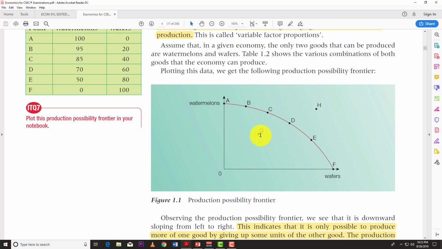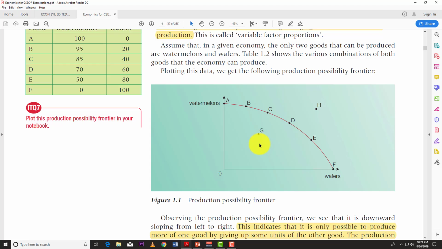You're wasting things. You're inefficient. Okay, so this is like using a whole lot of cloth to make just one type of uniform. What are you going to do with the rest of the cloth? Throw it away? So that's inefficient. You're wasting that. So point G is the point of inefficiency.